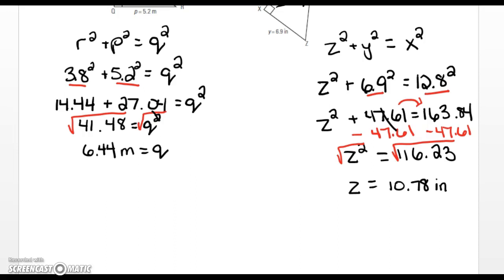Just as a quick reminder, when we're looking for our hypotenuse, we just simplify our left-hand side and square root our answer. But there are slightly different steps when we're trying to find a side that is not the hypotenuse. So make sure you are following your rules of BEDMAS in order to solve, and then just don't forget your units. So that is everything for this video.